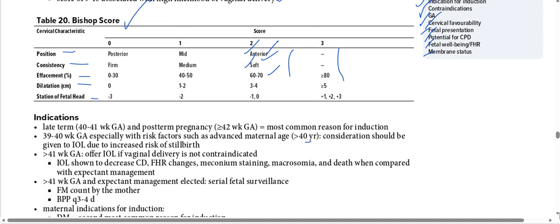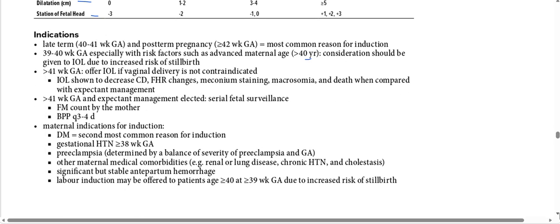Now, indications for induction of labor.